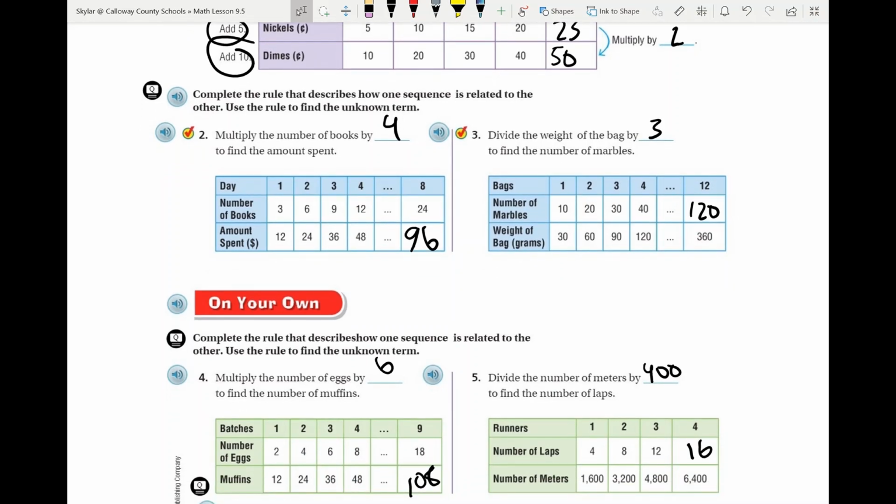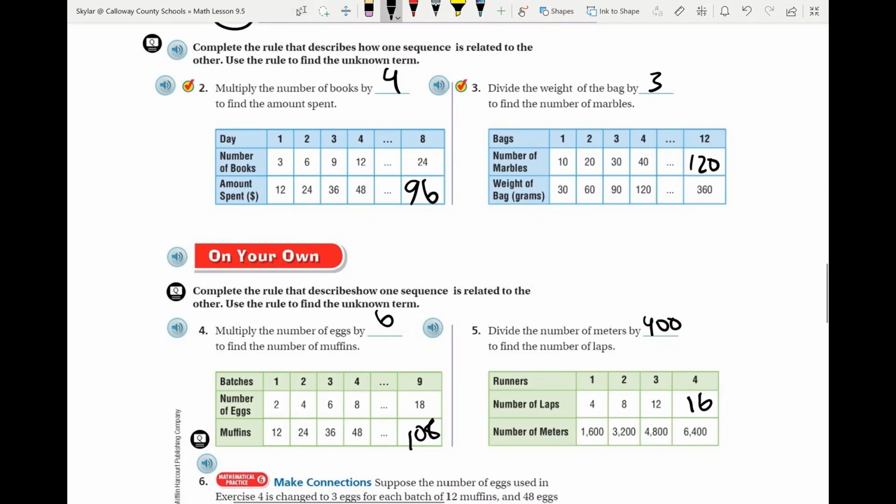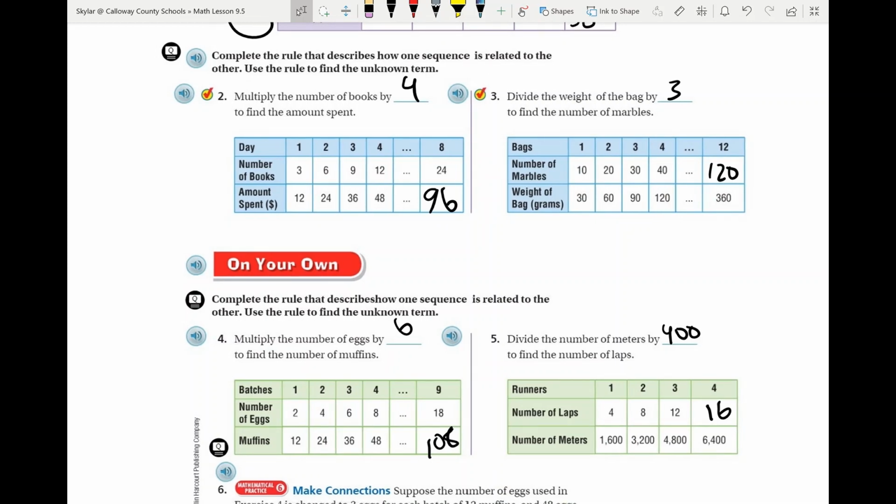By doing this, we can also see how this is useful. If you look at this, it says number of books. For number 2, number of books is 3 and the amount spent is $12. So if you know how much it's going to cost for 3 books, we figure out that rule, and that is multiply the number of books by 4. Then you could think of how many books you want to buy, multiply that by 4, and you'll already know your cost. Same thing with all of these other ones. It just helps you figure out information, hypothetical stuff that you want to know.